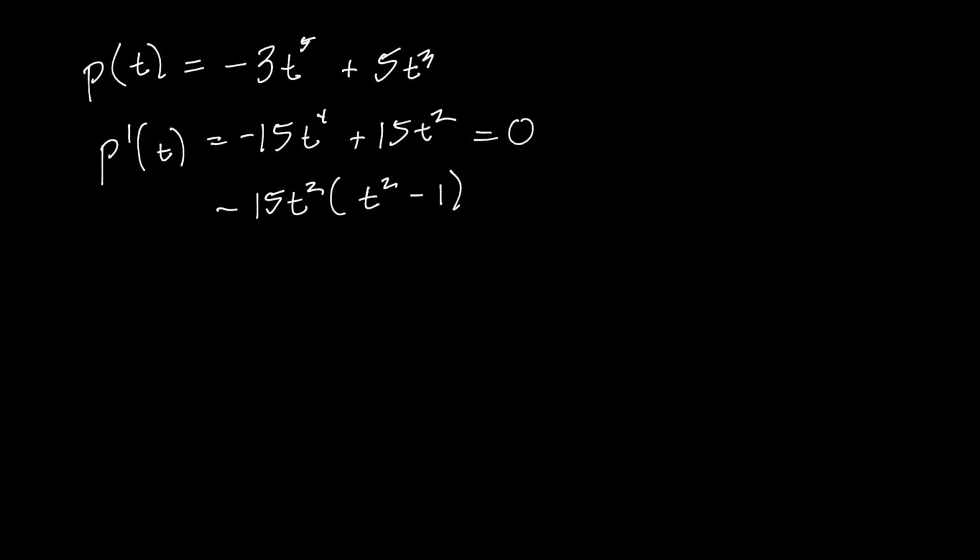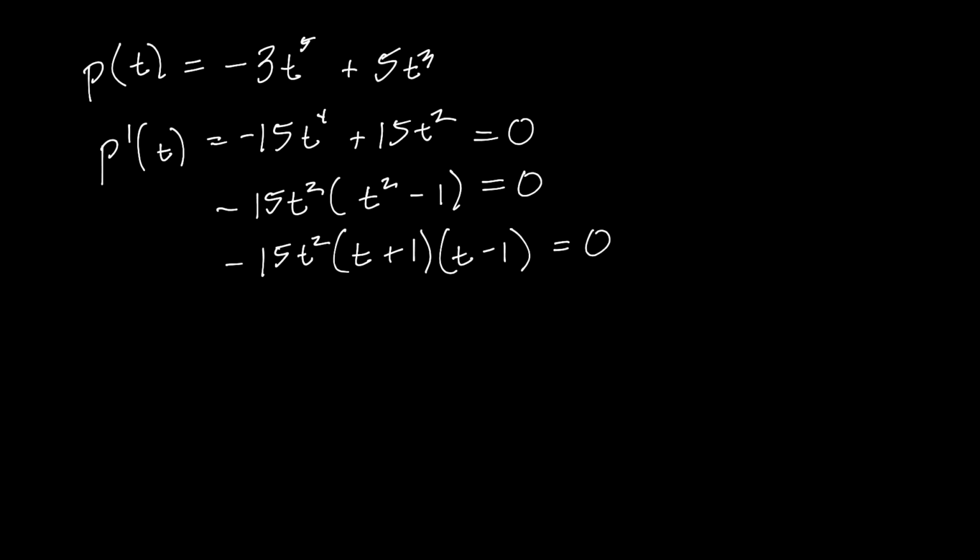So remember, one way to double check, this is going back to algebra, negative 15t squared times t squared is negative 15t to the fourth, and negative 15t squared times negative 1 is positive 15t squared. So remember, this is all equal to 0. So that tells me that t equals 0 over here. And this would keep on factoring, so let me keep on factoring: negative 15t squared times t plus 1 and t minus 1.